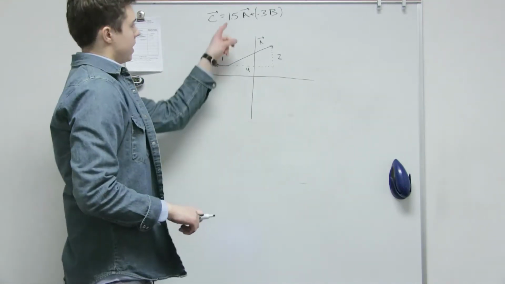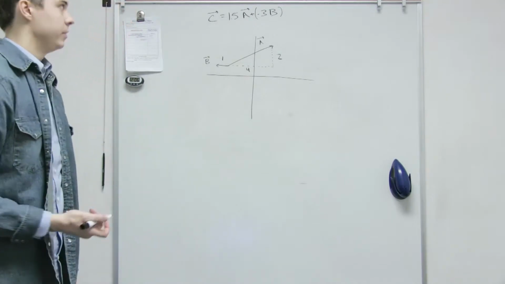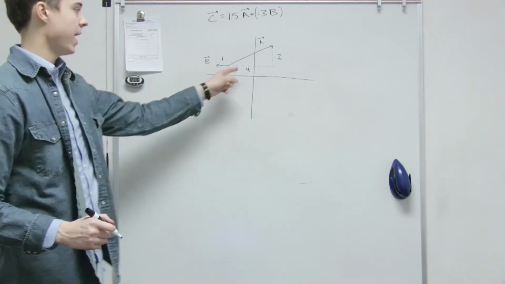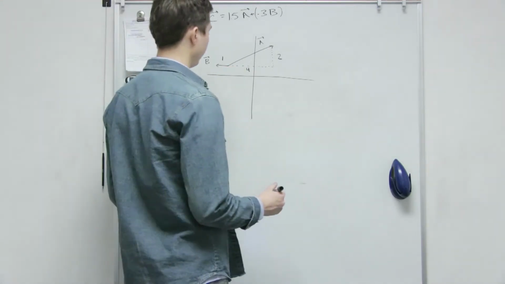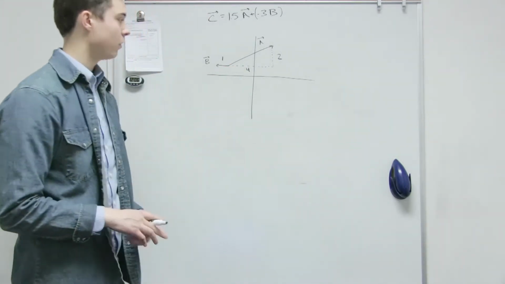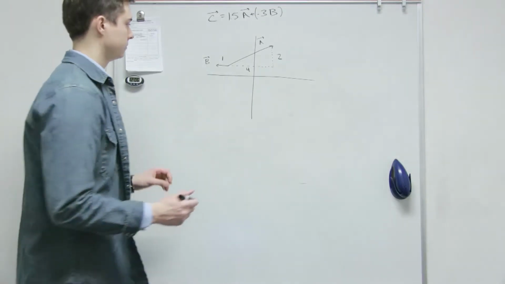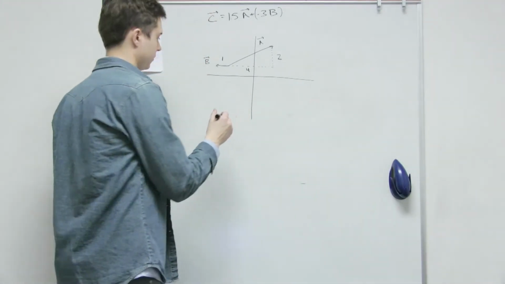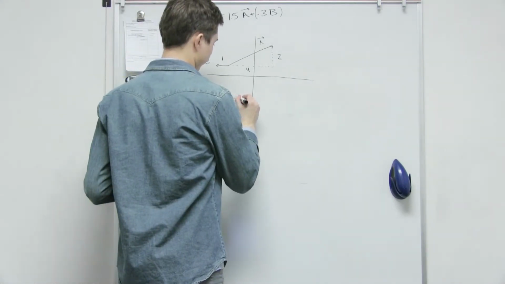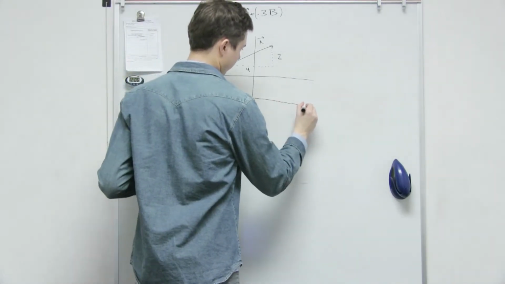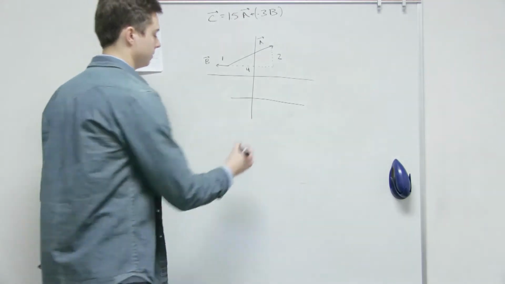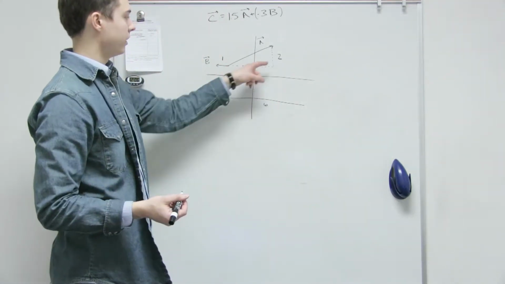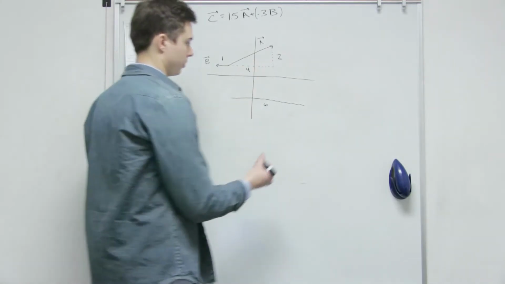So now we need to figure out what 1.5a would be. If we take the x component of a and multiply it by 1.5, what's 4 times 1.5? 6. Good. So let's say that's about 6 units there. And then the y component, 2 times 1.5 is going to be 3.